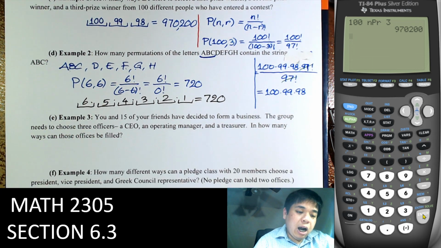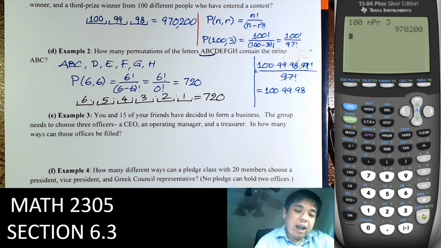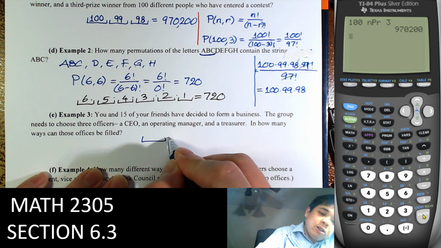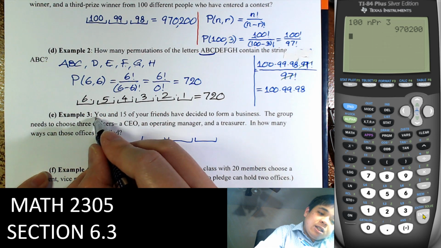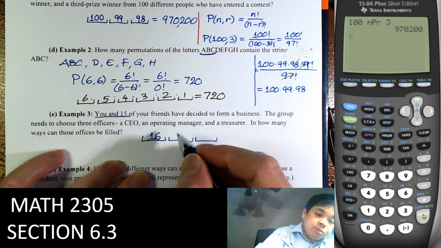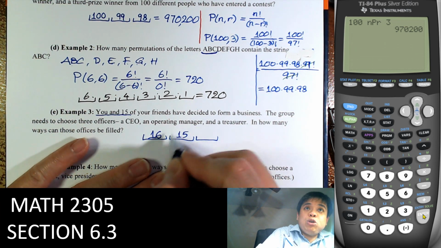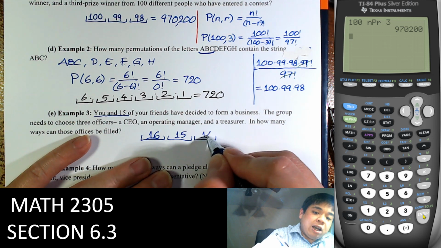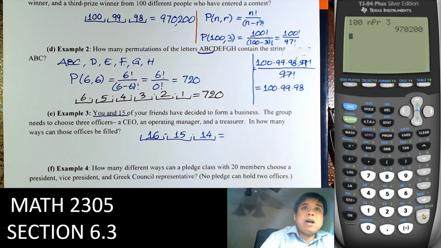Next, you and 15 of your friends have decided to form a business. The group needs to choose 3 officers: a CEO, an operating manager, and a treasurer. So there are 3 spots. There are 16 total, 15 plus 1. So you can choose one of those 16 to be a CEO, 15 people left to choose for a manager, and after that, there are 14 left for the treasurer. So multiply all of that: 16 times 15 times 14, so 3360.